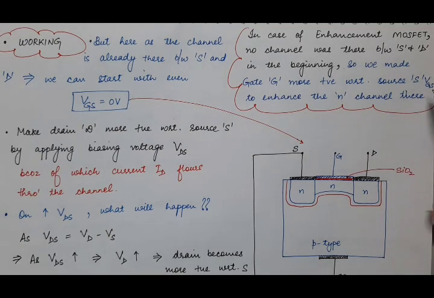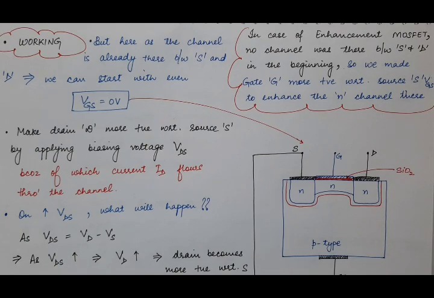And if we make VGS equal to 0 in case of enhancement type MOSFET, then there will be no channel, or no channel will be created by making VGS equal to 0 volt in case of enhancement MOSFET. So that is why we have used VGS equal to positive in case of enhancement type MOSFET. But in case of depletion type MOSFET, as the channel is already there between source and drain, we can even start with VGS equal to 0 volt.